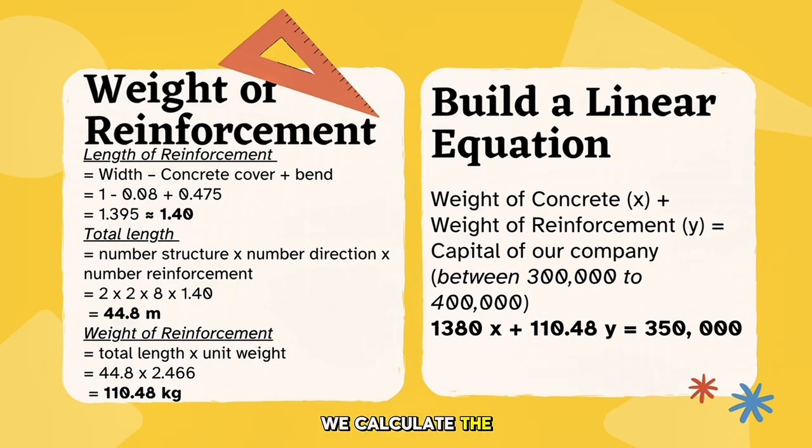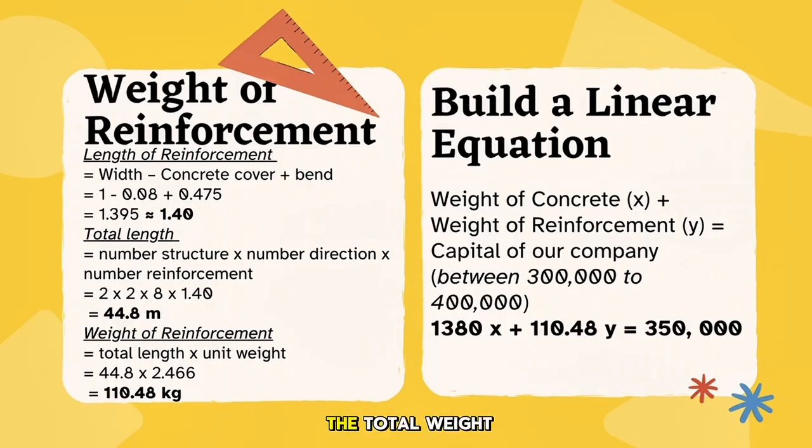Next, we calculate the total length of reinforcement required. We do this using the formula, number of structures multiplied by number of directions, then multiplied by the number of reinforcements and the length of each reinforcement. We multiply 2 structures by 2 directions, then by 8 reinforcement bars, and finally by 1.40 meters. This gives us a total reinforcement length of 44.8 meters.